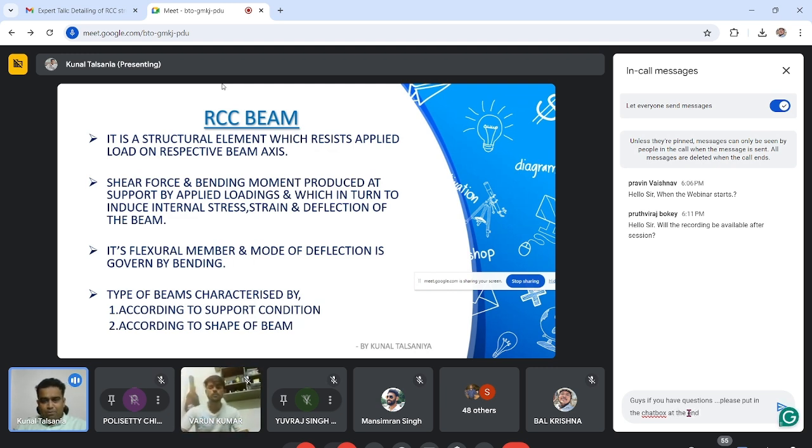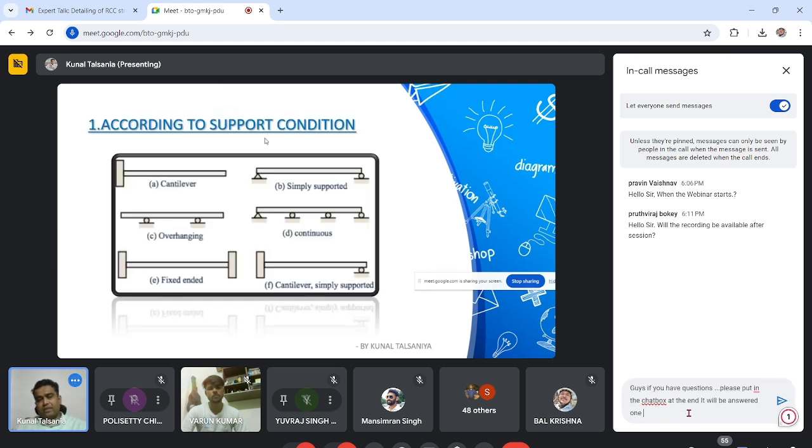Shear force and bending moment are produced at the support by applied loadings, which in turn induce internal stress, strain and deflection of the beam. It is a flexural member and its mode of deflection is governed by bending. Types of beams are characterized according to support condition and according to shape of beam.